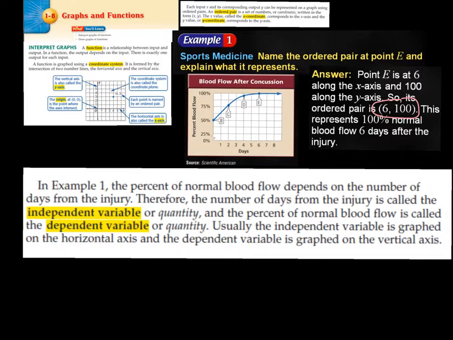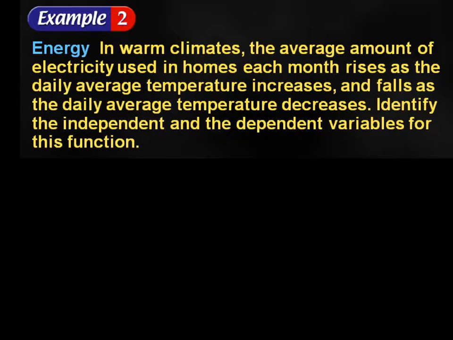In example 1, the percent of normal blood flow depends on the number of days from injury. Therefore, the number of days from injury is called the independent variable, or quantity, and the percent of normal blood flow is called the dependent variable, or quantity. Usually, the independent variable is graphed on the horizontal axis, and the dependent variable is graphed on the vertical axis.